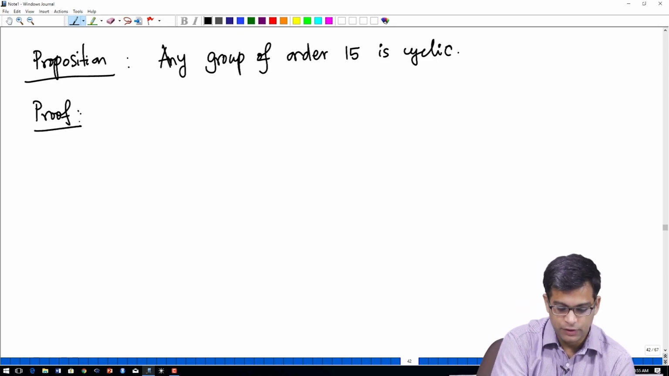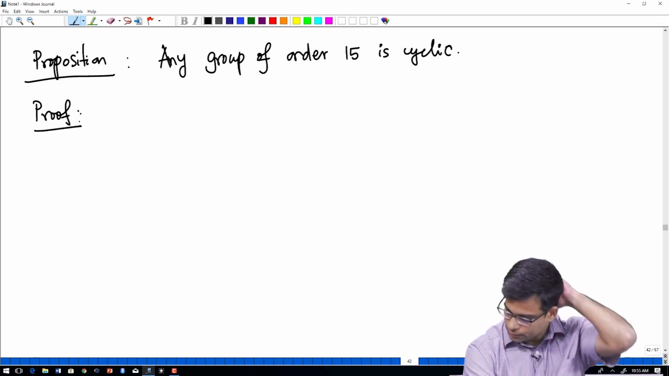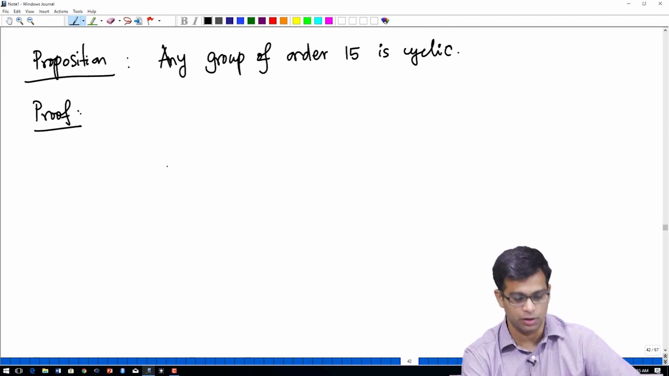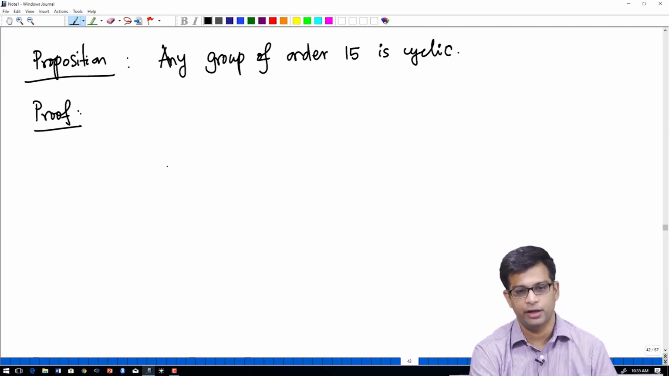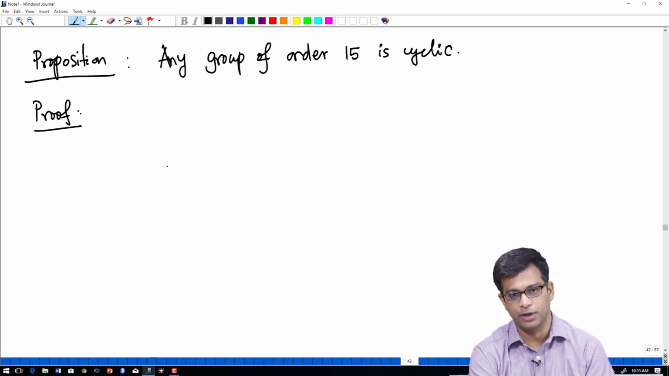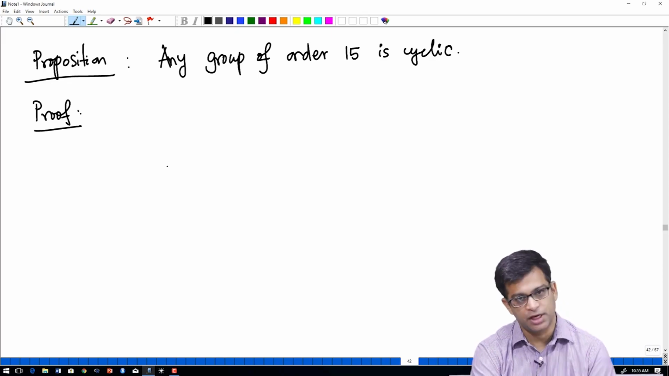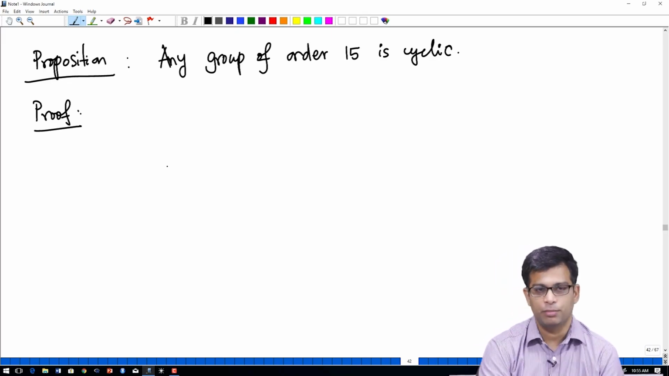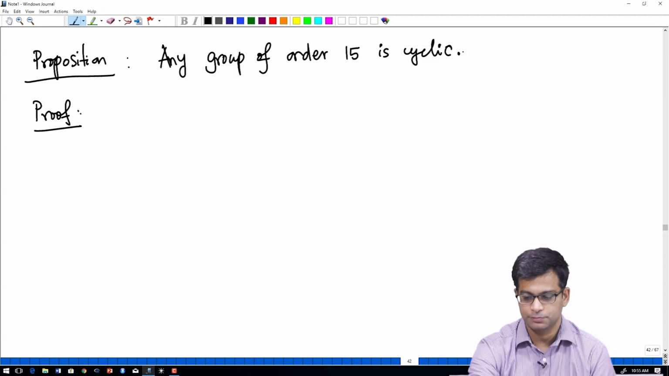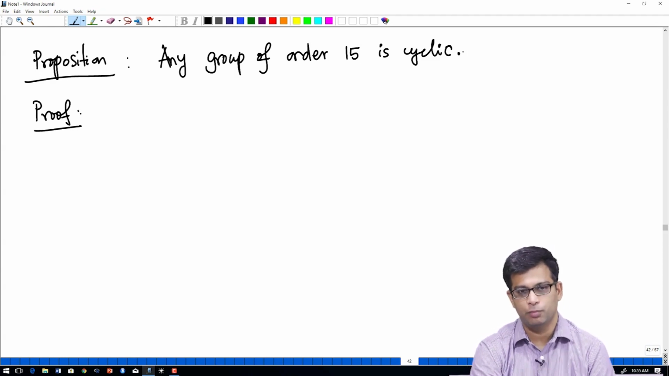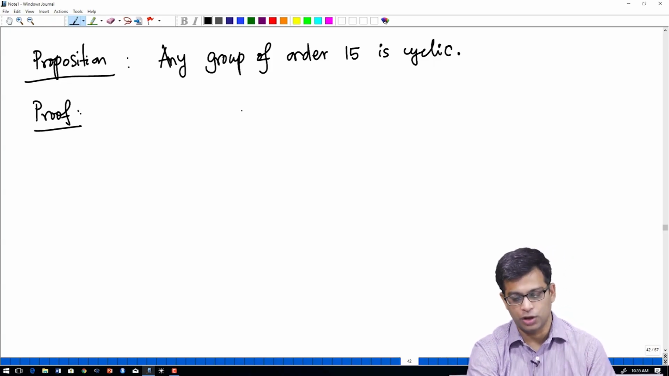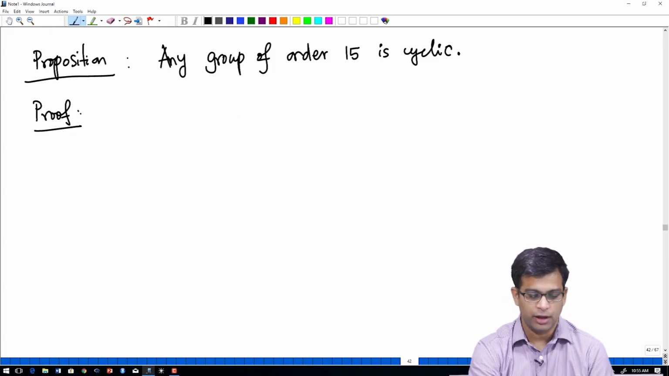So remember, if you have a group of prime order, we already know it has to be cyclic, because you take any element that is not identity, its order must divide the prime number. So it must be that prime number. So the subgroup generated by that element must be the whole group, but certainly that argument fails for a group which has non-prime order like 15. So how do we show that a group of order 15 is cyclic? In other words, we are saying that there is an element of order 15, and that is not clear.